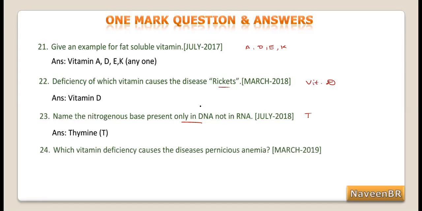The next question from the 2019 March examination. Which vitamin deficiency causes the disease pernicious anemia? Again, it is repeated for the third time. So it is vitamin B12, cyanocobalamin. Vitamin B12, cobalamin or cyanocobalamin.